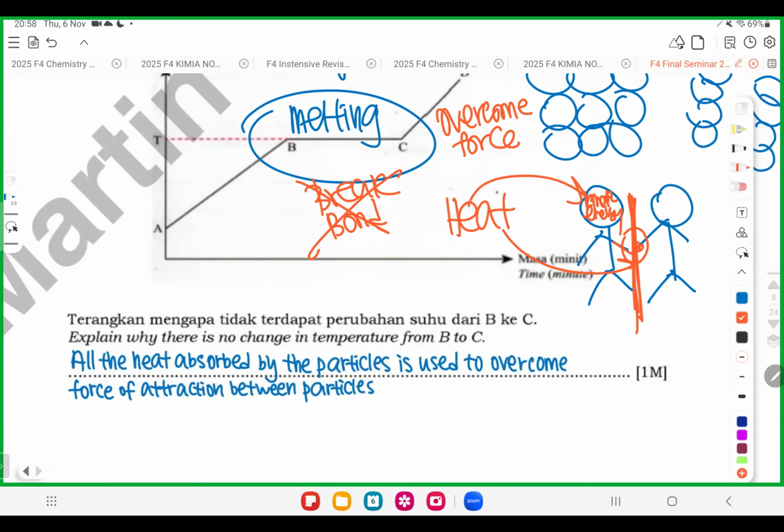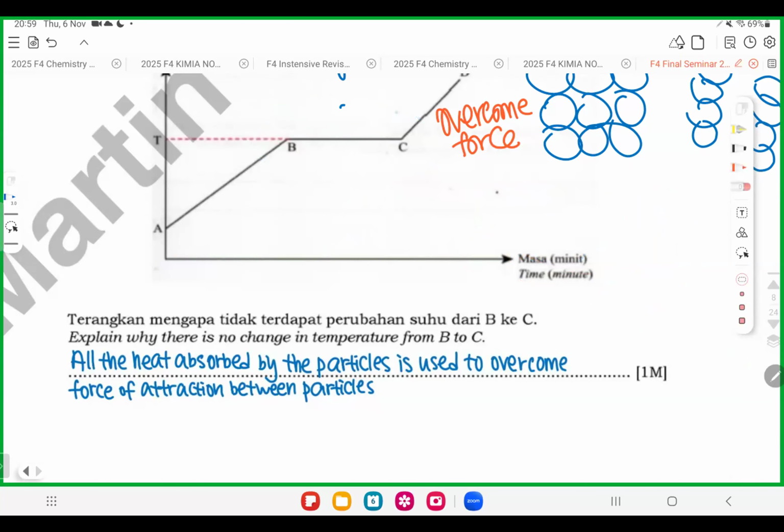When the particle is not getting extra energy, the temperature never changes, because temperature is affected by kinetic energy. When the heat goes into the particle, when the particle gets more energy, only then will temperature increase. But now, none of the heat goes into the particle. All the heat is used here to overcome the force. When they use all the heat already, no extra heat can go into the particle, so the temperature will never change. Understand? Simple as that.